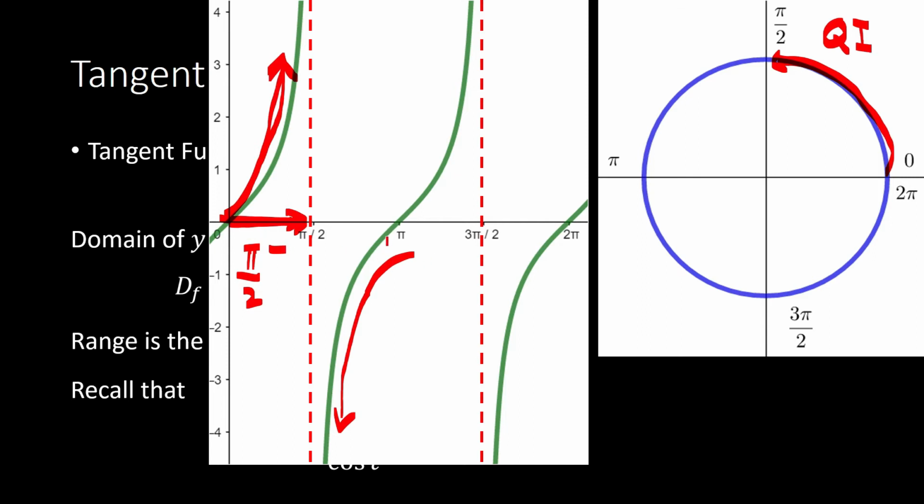On the other hand, if you are to approach pi over 2 from the right, that means you're approaching pi over 2 from this part. This is the second quadrant. And in the second quadrant, sine is positive, cosine is negative. And so if you are to compute tangent, tangent is going to be negative. And so here, your tangent function is negative, but as it approaches the vertical asymptote, it approaches negative infinity.